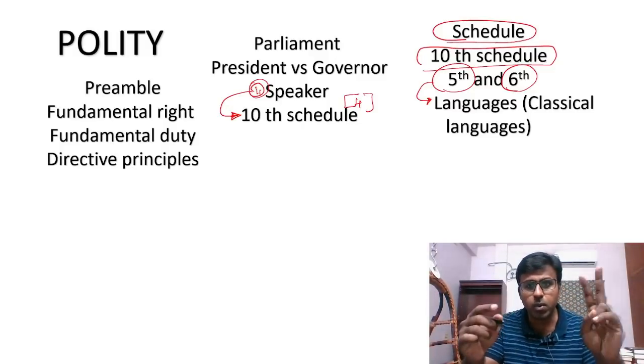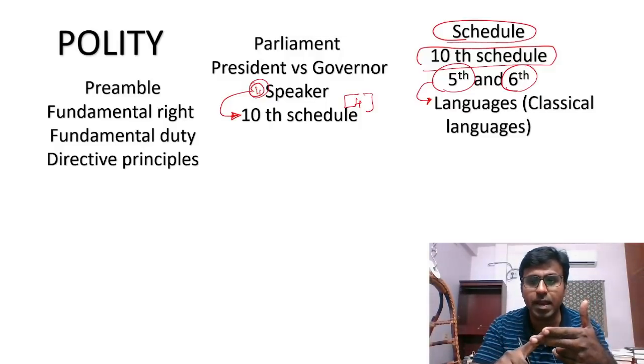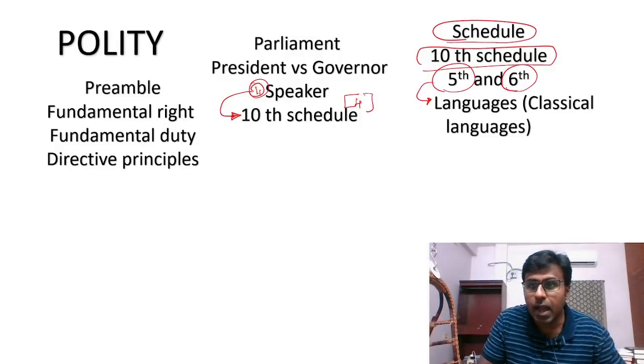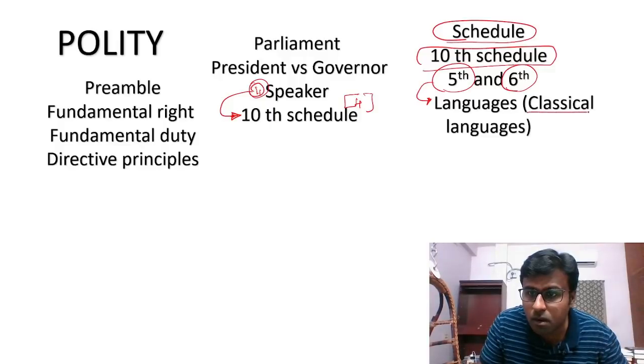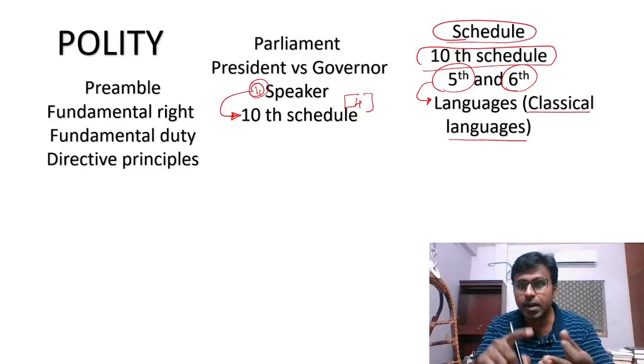So what are all the 22? For example, 22 languages are in a schedule. So what are all those languages? When was it added? And most importantly, what are all the classical languages? Tamil, Telugu, Odia and Malayalam.